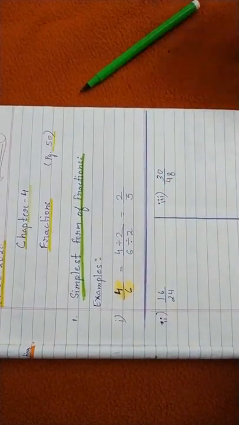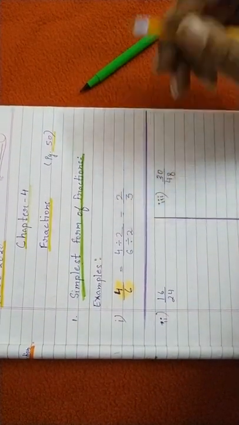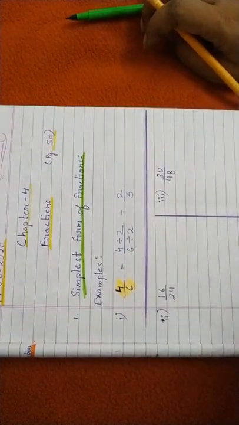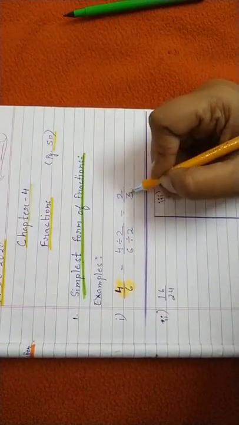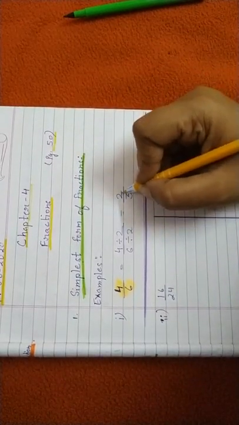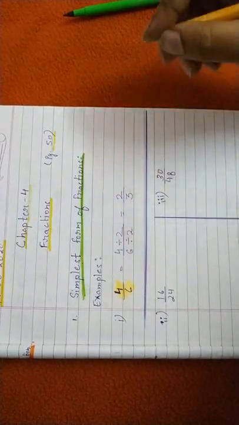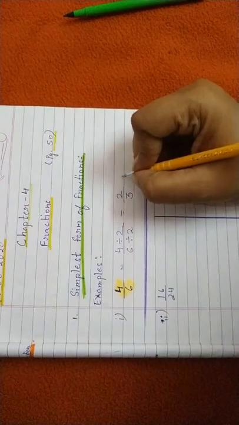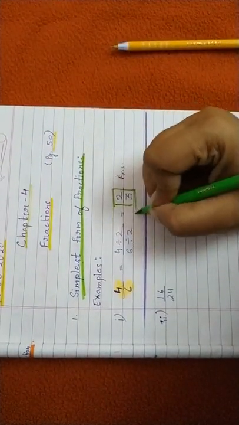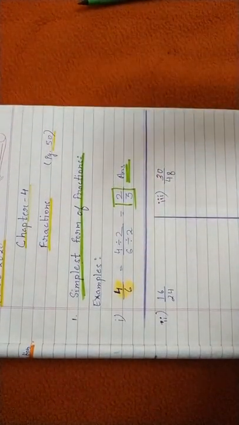Yes, children. Now can you tell me one number which can divide 2 and 3 both? In 2's table, does 3 come? No, 3 doesn't come. In 1's table only we get 2 and 3 both. So it means 2 by 3 is in its simplest form, its smallest form. So this 2 by 3 is your answer. Is it clear, children? Let's take one more example.